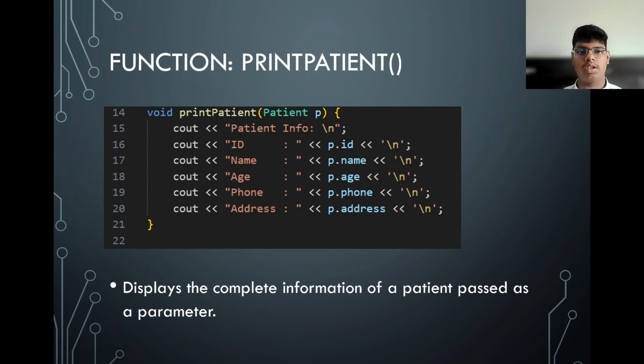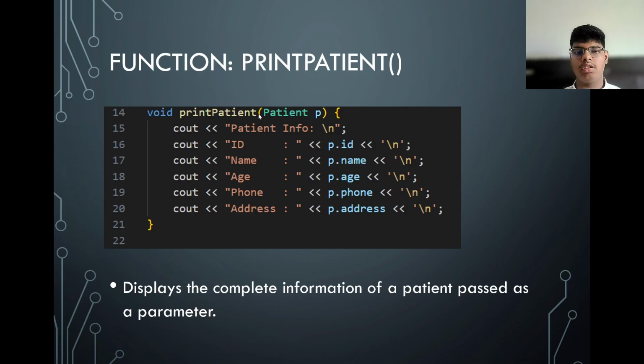Then we have the first function, print patient. This function is very simple. Now let's understand the syntax of a function. First, we have to define the function return data type, the data type of the output the function is giving us. Here, there is no return. We are not taking any output directly from the function, and we are just using this function to display text on the screen. So we do not have a return data type, so I have used void here.